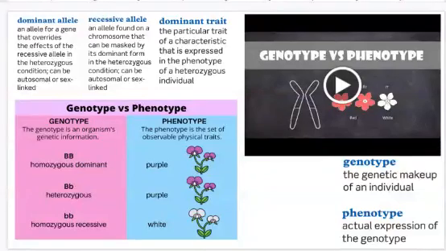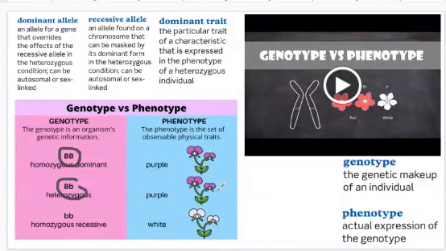So the genotype is an organism's genetic information, and we show an organism's genotype by writing things like this. So showing if it's a heterozygous, homozygous dominant, or homozygous recessive organism, we show it using these letters. So this is its genotype. Its genotype is then expressed as observable physical traits, and we call that phenotype. A phenotype is what we actually observe. So think of ph, phenotype, ph, physical: what we physically observe.